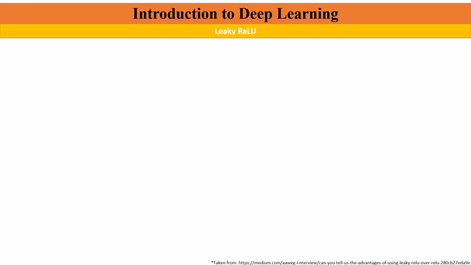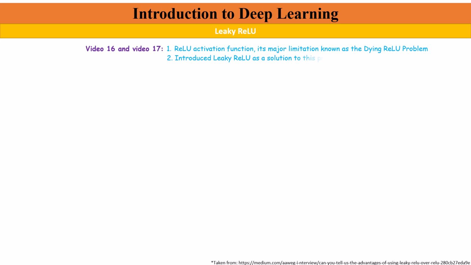Hello and welcome. In video 16 and video 17, we discussed the ReLU activation function, its advantages, and a major limitation known as the Dying ReLU problem, where neurons become inactive and stop learning during training. We also introduced Leaky ReLU as one of the solutions to this issue. In this video, we dive deeper into Leaky ReLU.